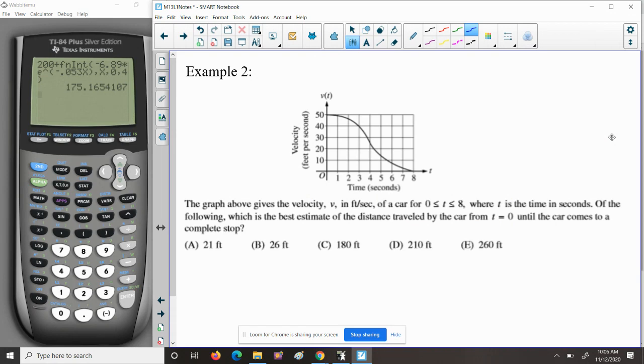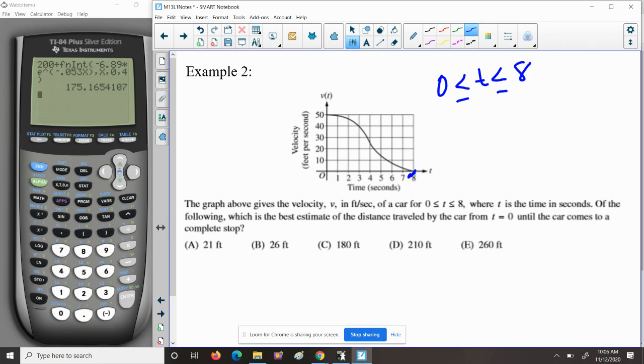Next, here we have a graph of velocity from 0 to 8 seconds. And we want to find the estimate of the distance traveled by the car from t equals 0 until the car comes to a complete stop. So what we need to think about is the fact that when a car comes to a stop, when anything comes to rest, that's when velocity is equal to 0. And we can see that that happens at t equals 8. So we're looking for the total distance the car travels from t equals 0 to t equals 8.